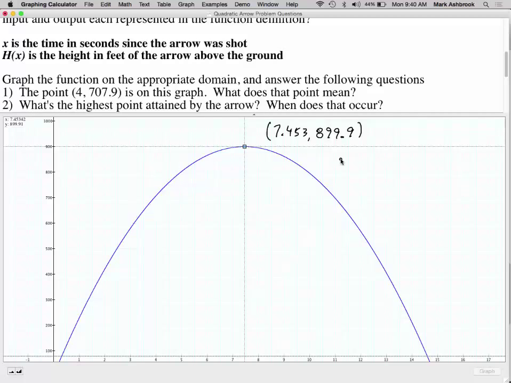Okay, so on your calculator, you need to know how to use either the max function or use the table or trace and find this highest point on the graph and then know what those two variables mean. Know what your x-coordinate means and your y-coordinate means, in the context. Questions on 1 or 2?